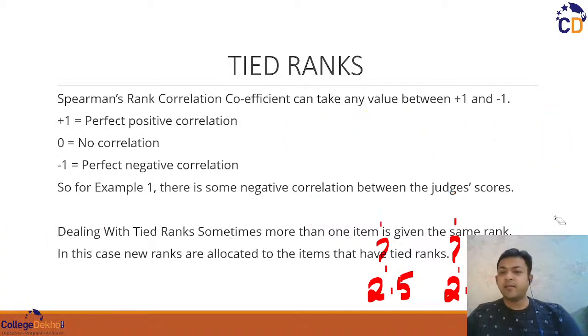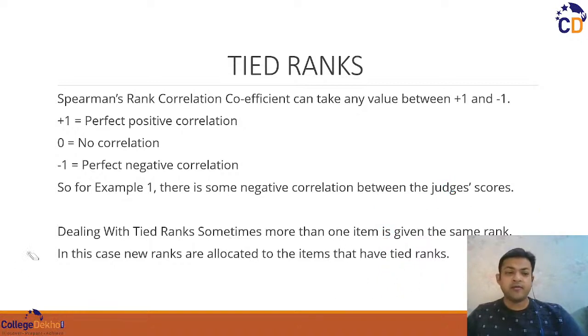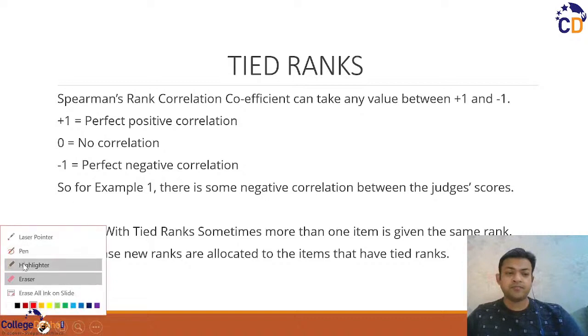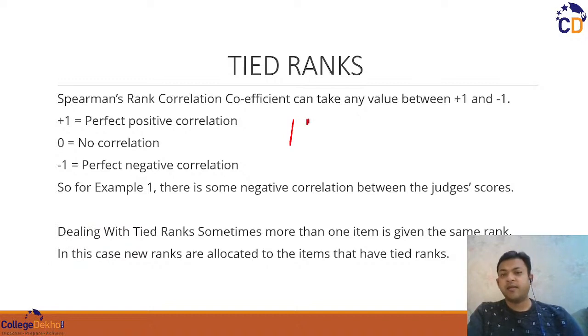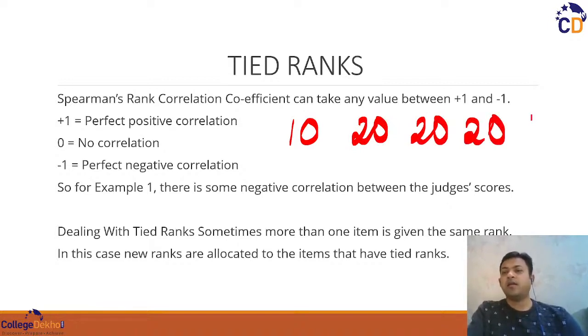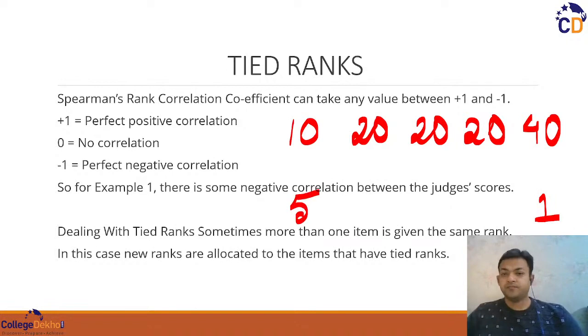Let us take another example of tied ranks. Let's say we take numbers, this time 10, 20, 20, again a 20, and 40. Needless to say, rank 1 would be 40, and the score of 10 would be given rank 5.